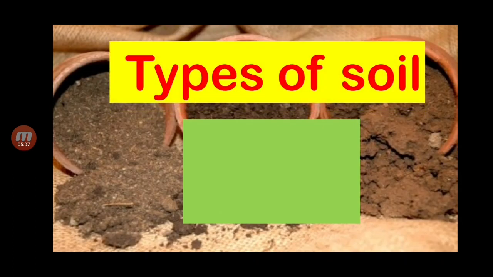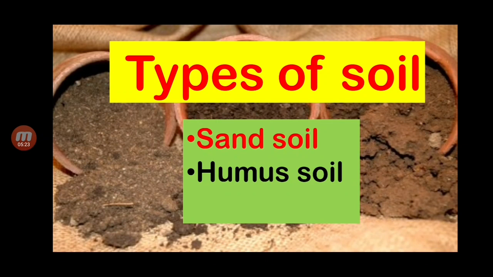Did you enjoy the video? Okay, good. Now, let us continue. Types of soil. This time we are going to talk about three types of soil. Number one is the sand soil, or what we call sandy soil. Next is the humus soil, or we call it the loamy soil. And the next is the clay soil.